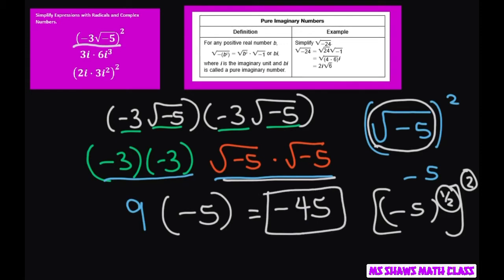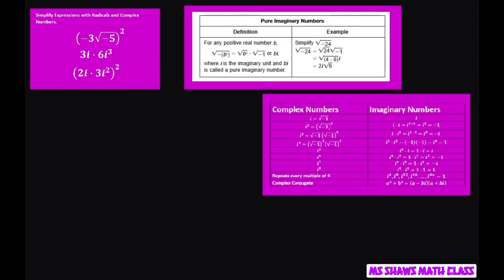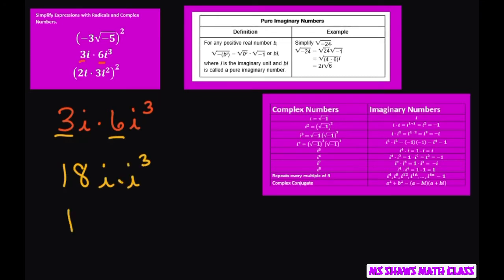Alright, now for the second one, we can multiply our coefficients here. So 3 times, let's write it. So basically we can say 3 times 6 is 18. Then we have i times i cubed. So that's 18i to the 4th.